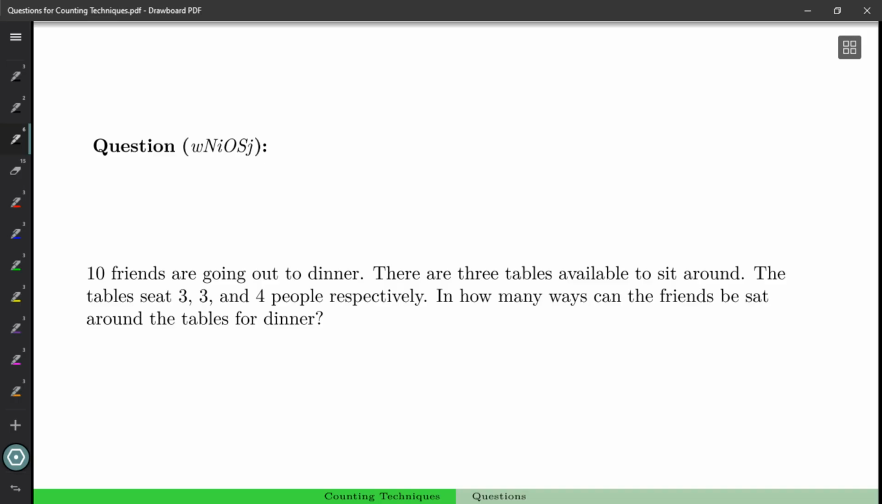Friends are going out to dinner. There are 3 tables available to sit around. The tables seat 3, 3, and 4 people respectively. In how many ways can the friends be sat around the tables for dinner?